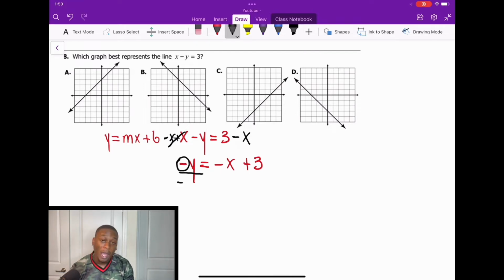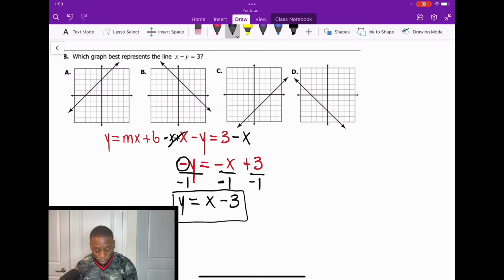Once we divide y by -1, we have to go on the other side of the equation and do the same thing. So now our new equation turns into y is equal to positive x minus 3. Let's take a quick pause right here. What does this equation actually mean? For one, we should know that b is the y-intercept. So that means we're looking for a graph whose y-intercept is -3.